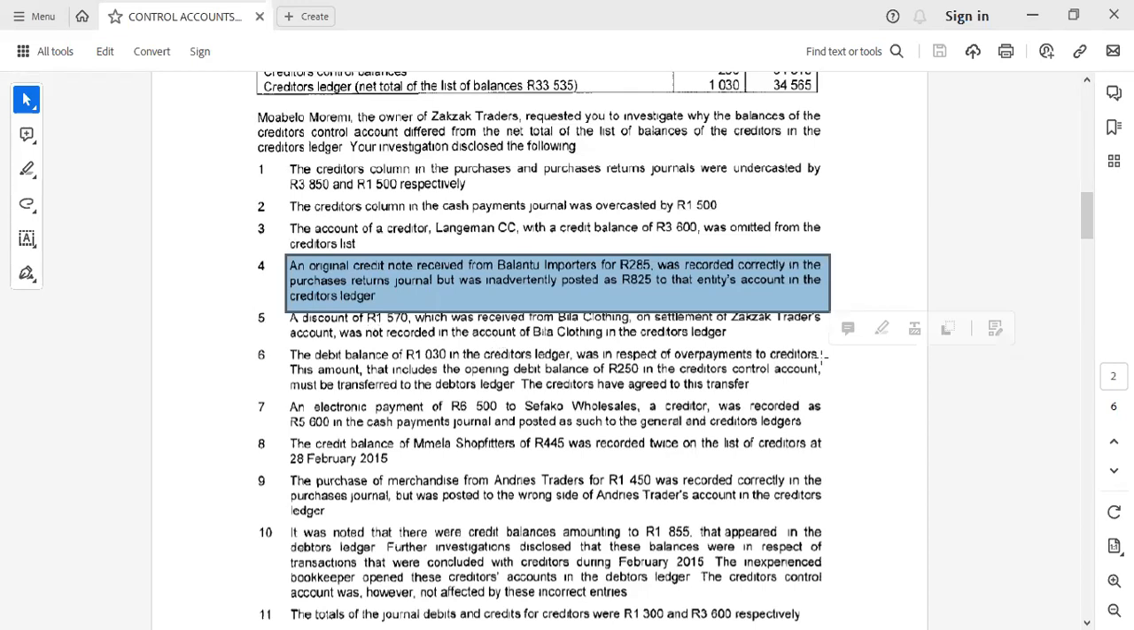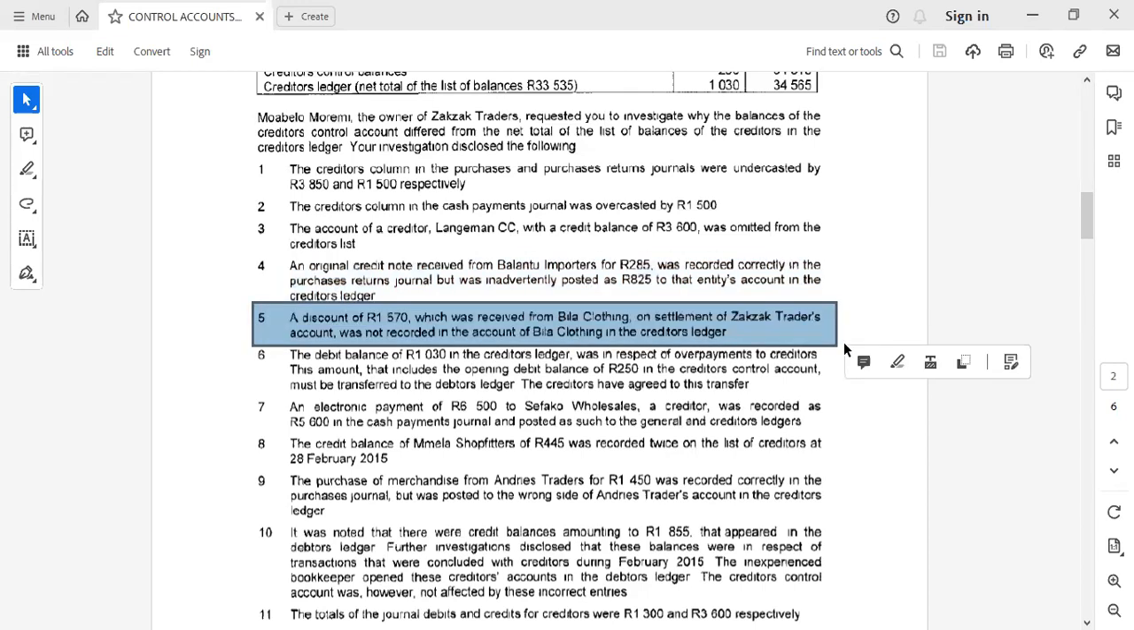Right. Number 5, a discount of 1,570, which was received from Bila Clothing on settlement of Zak Traders account, was not recorded in the account of Bila Clothing in the creditors ledger. Again, that's an error in the individual account. It will affect the list, but not the control account.